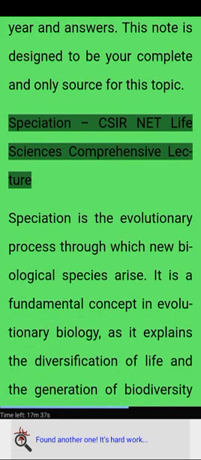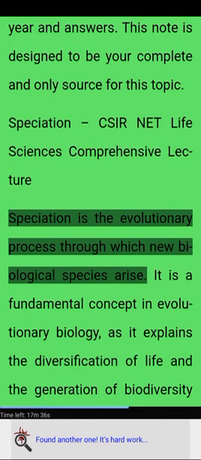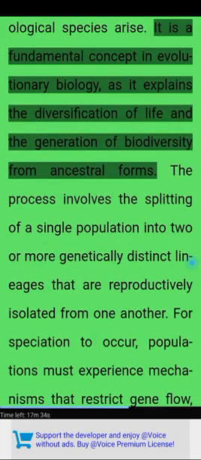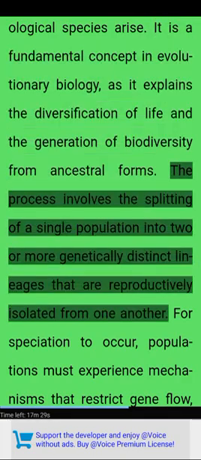Speciation, CSIR NET Life Sciences comprehensive lecture. Speciation is the evolutionary process through which new biological species arise. It is a fundamental concept in evolutionary biology, as it explains the diversification of life and the generation of biodiversity from ancestral forms. The process involves the splitting of a single population into two or more genetically distinct lineages that are reproductively isolated from one another.